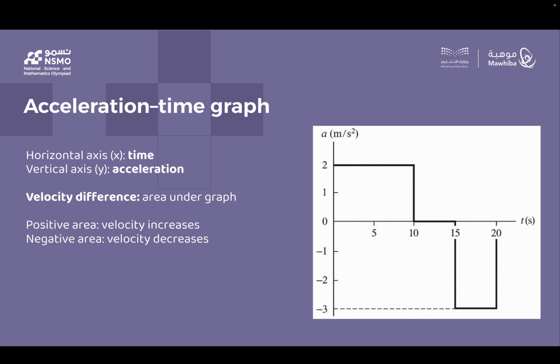If we have a positive area, it means that the velocity increases. But if we have a negative area, then the velocity decreases, such as during this segment.